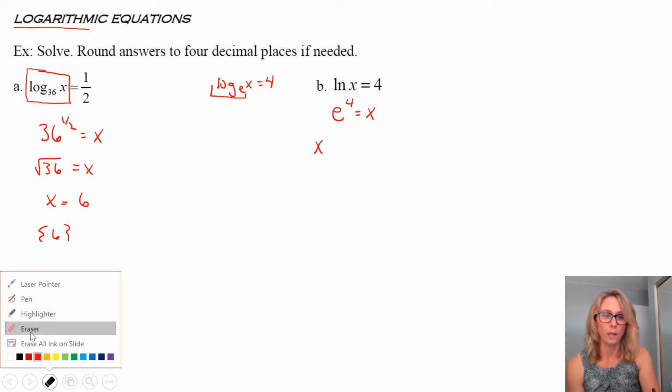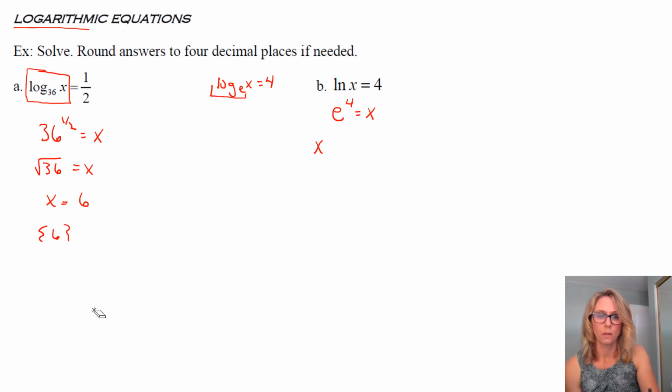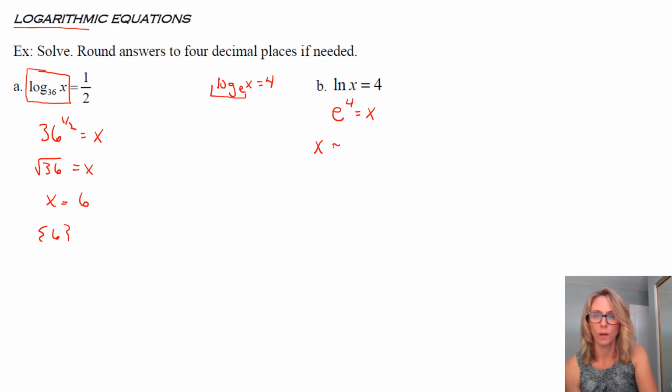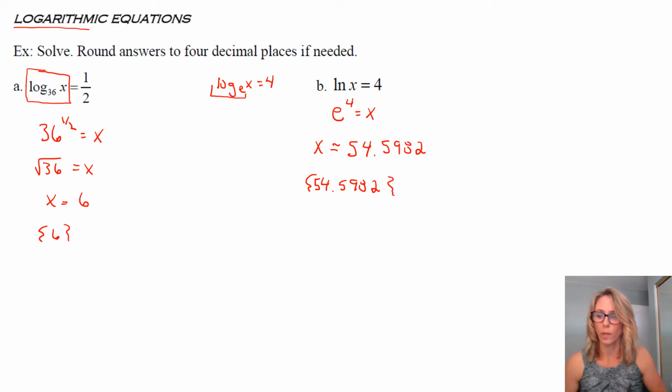Okay, let me get that done. Here we go. So that's about, it's a big number, 54.5982. But we were able to get the answer in just one step by just using the rewriting, which of course allowed us to get the answer quite quickly.